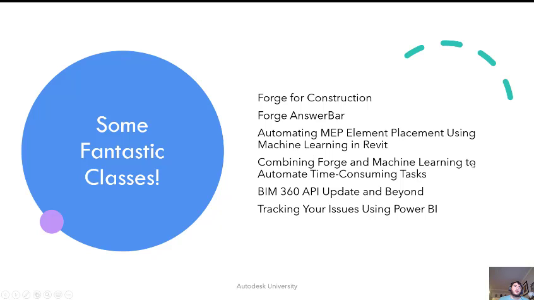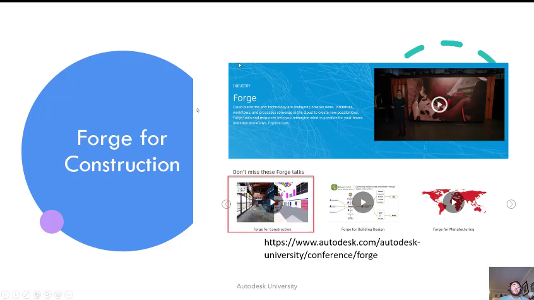Combining Forge and machine learning to automate time-consuming tasks. Some really great case studies that they showed in that one. BIM 360 API, some really awesome updates in that course. Tracking your issues using Power BI, a really fun class talking about using data and visualizing it. So really awesome. So the first one was Forge for Construction.